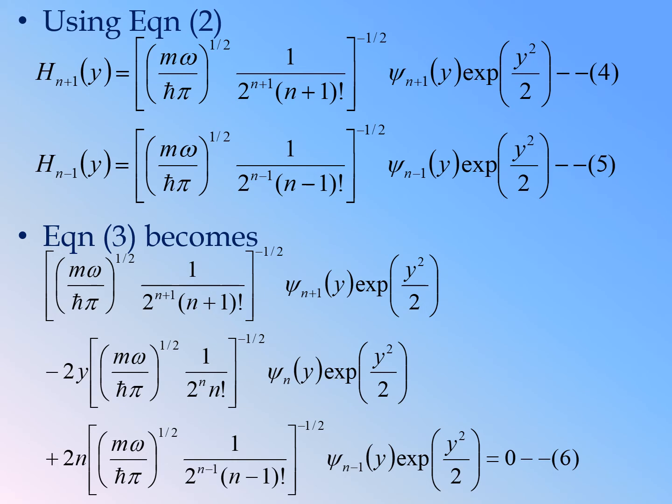Then it becomes (m omega by h cross pi) whole power half, 1 divided by 2 power n plus 1 factorial whole power minus half, psi n plus 1 of y exponential of y squared by 2, minus 2y (m omega by h cross pi) whole power half, 1 by 2 power n factorial whole power minus half, psi n of y exponential of y squared by 2, plus 2n (m omega by h cross pi) whole power half, 1 divided by 2 power n minus 1 factorial whole power minus half, psi n minus 1 of y exponential of y squared by 2, equal to 0.